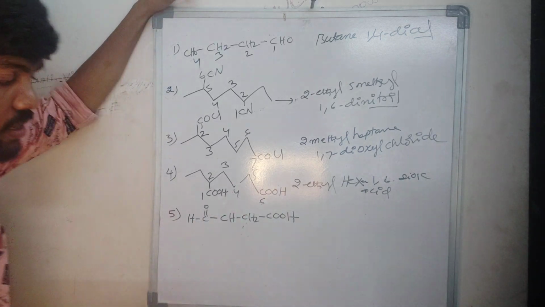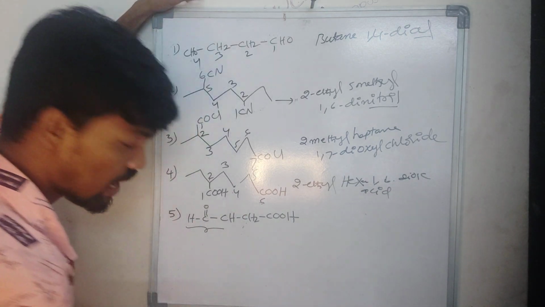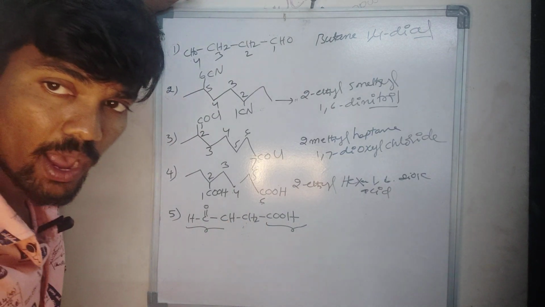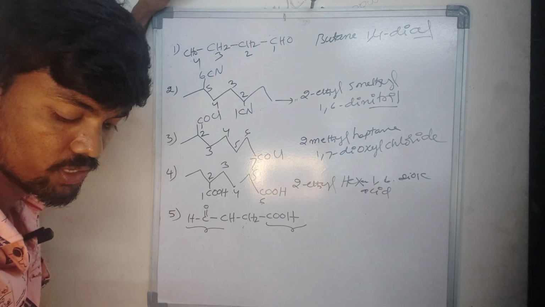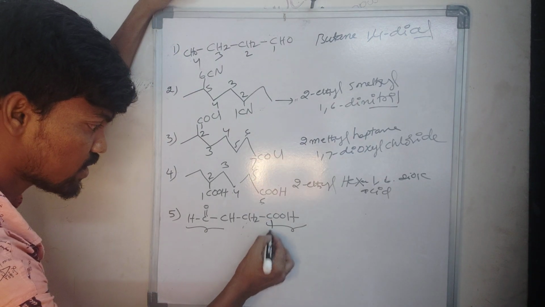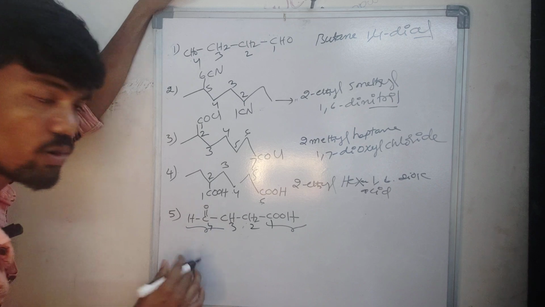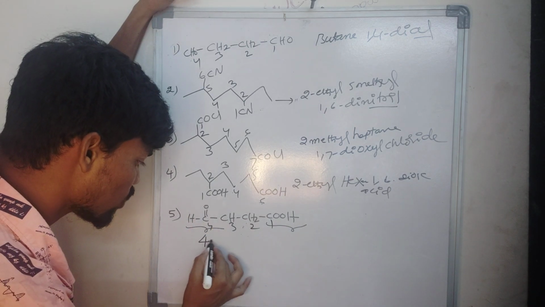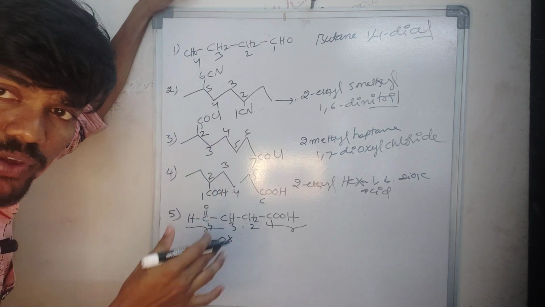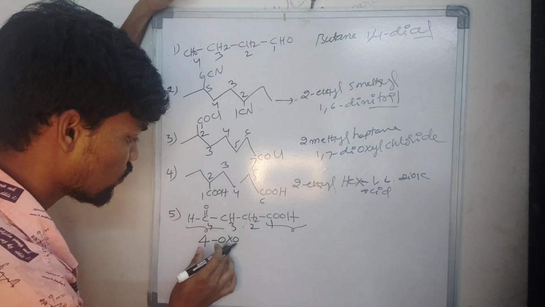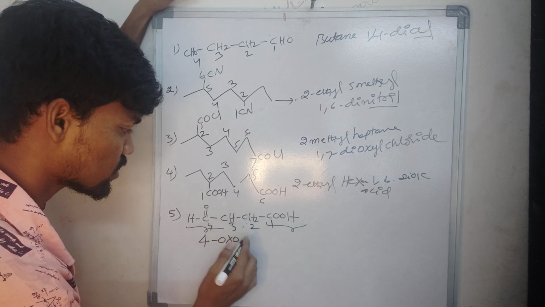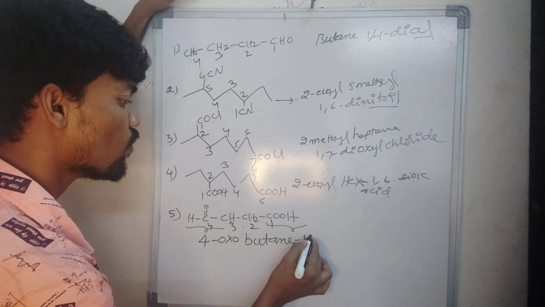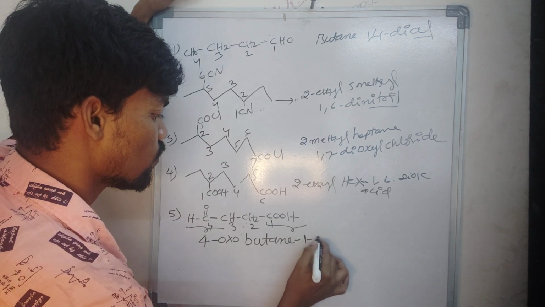Suppose they given like this. This is a formal group, means aldehyde group. This is a acid group. Among these aldehydes and acid, which is preference first? Acid is preference first. So we have to take the number from here 1, 2, 3, 4. Total butane is there. So at 4th position, what is there? 4th position, oxo we can attach when it acts as a prefix. So 4th oxo, total butane, butane 1 oic acid.